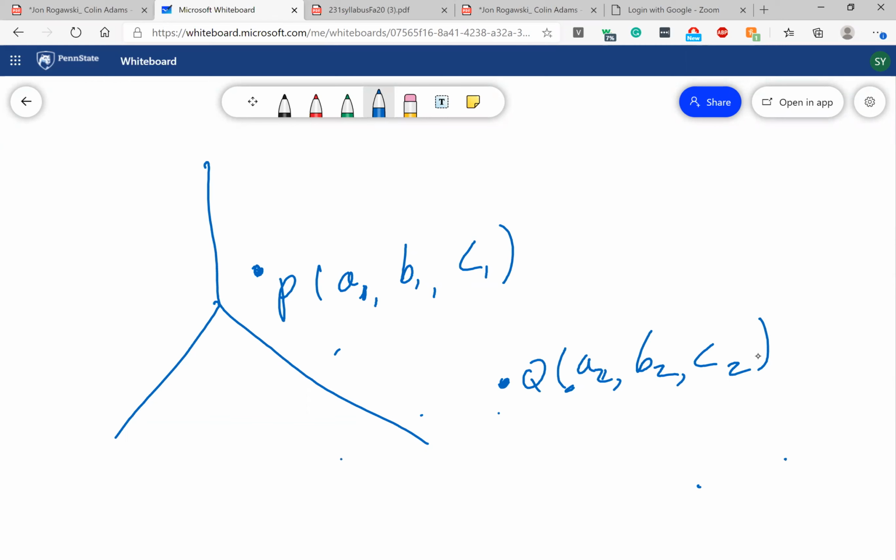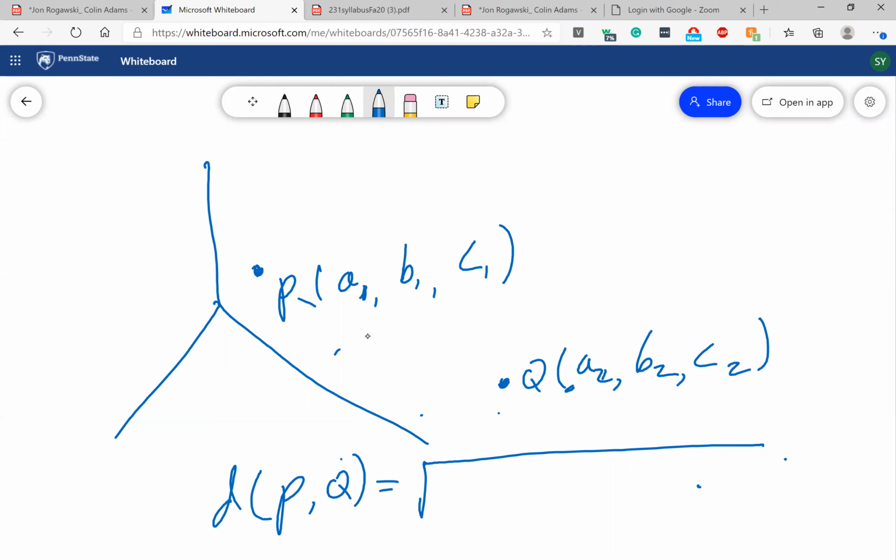Then if you want to find the distance between them, so let's just write the distance between P and Q. Well, that's going to be, and this again comes directly from the Pythagorean theorem, you can try to first think about creating a vector going from P to Q. So try to think of the PQ vector, and then try to find its magnitude.